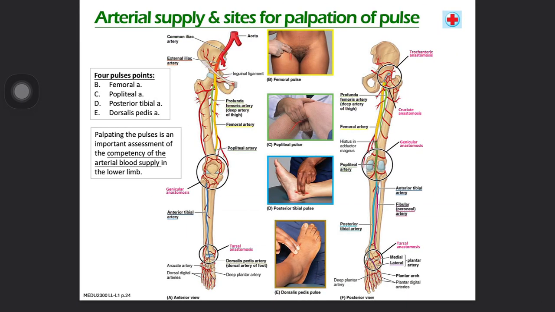Arterial supply and the site of propulsion of the pulse. So this one is also important.